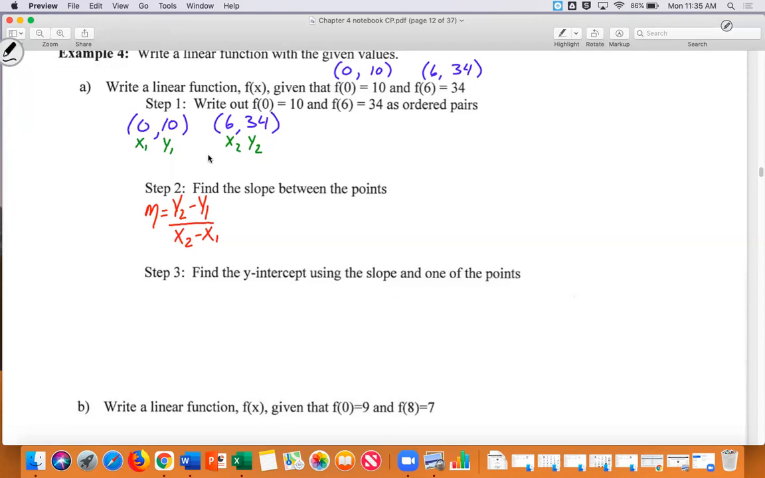All right. So here we're now going to do what? What's step number 3? Substitute. So y2 is 34. Y1 is 10. X2 is 6. And x1 is 0. So 34 minus 10 is 24. 6 minus 0 is 6. So when I go to solve this out, step number 4, I get m equals 4.